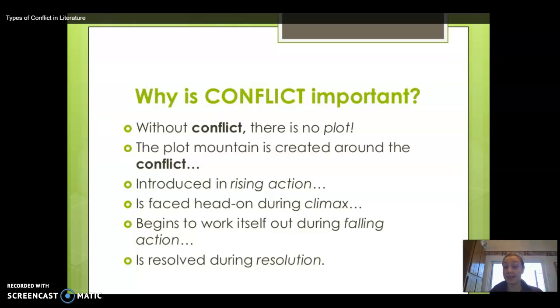Conflict is introduced in rising action, that part of the story, you guys know that hill sort of shape that you see in story writing and story analyzing. The top of the mountain is faced head on during the climax, and then begins to work itself out during the falling action, and is resolved during the resolution.